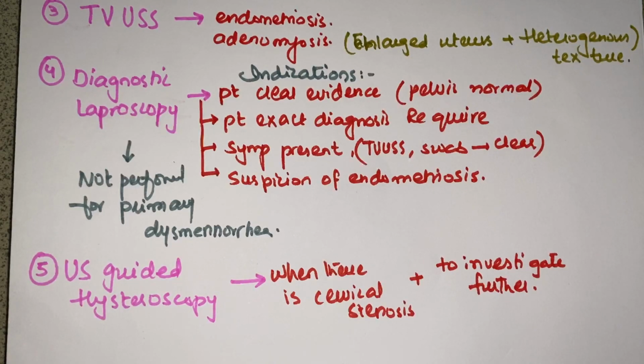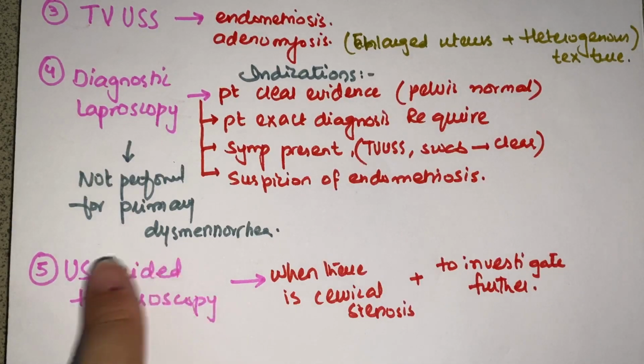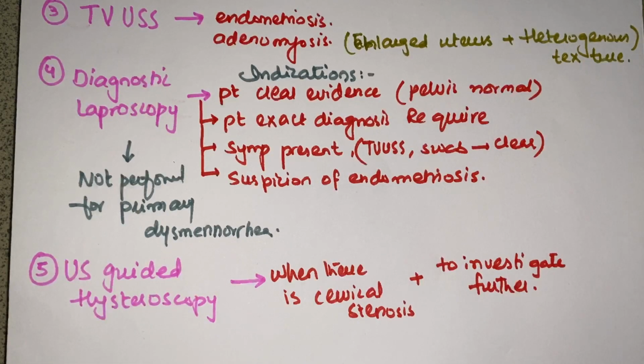Lastly, if on examination I see that the cervix is stenosed, there is cervical stenosis in the patient, then of course I can't see further inside the uterus. For that case we have another modality, that is ultrasound guided hysteroscopy. It's basically the same as endoscopy, but the name is changed here because we are visualizing the uterus, so it's hysteroscopy, to investigate further. This is all about my topic on dysmenorrhea. I've compiled and concluded my topic on dysmenorrhea.